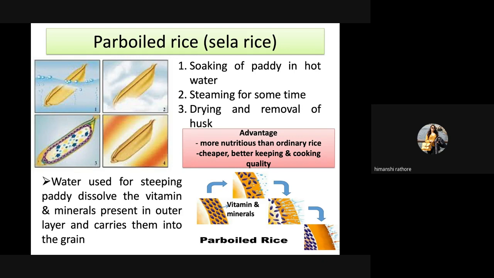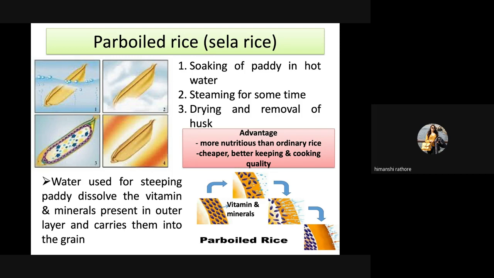So parboiled rice is advantageous, and it should be preferred over polished rice, and it is cheaper also in price, and it can be stored for a longer time, so it has better keeping quality. So this is all about the parboiled rice, and how the vitamins and minerals are sealed inside, in the outer layer only. You can see in the picture, it is visible.